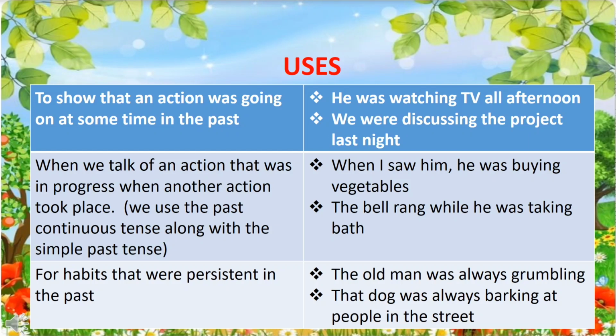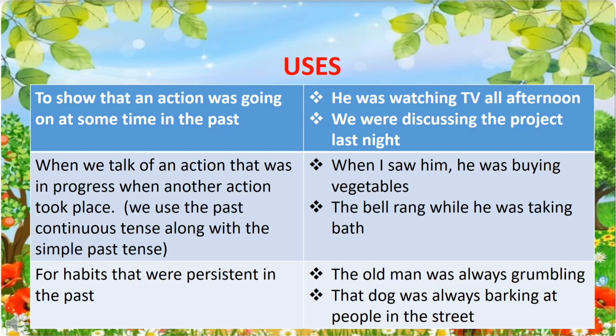It is followed by past continuous. He was buying vegetables. Similarly, in the second example, the bell rang while he was taking a bath. And another occasion where we have to use past continuous is for habits that were persistent in the past. Some time back, some certain action or some habits were persistent, but not now.